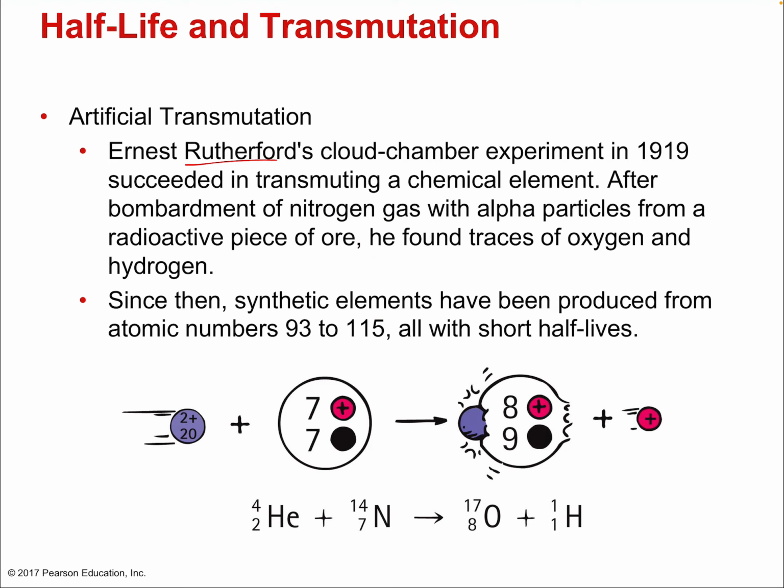Since then, synthetic elements have been produced from atomic numbers 93 to 115. We talked about all these higher ones being the unstable ones, all with short half-lives. Okay. So this is kind of a cool moment in history, right? The first time we were able to create something brand new, actually completed transmutation.